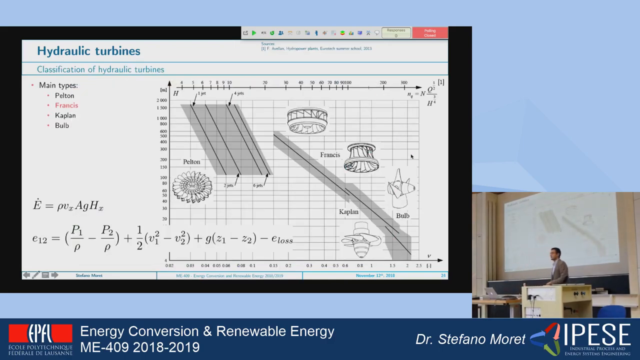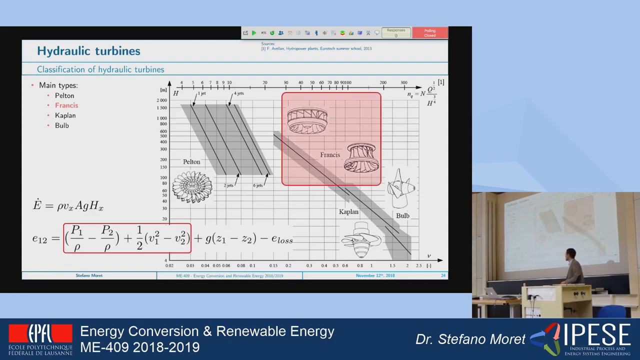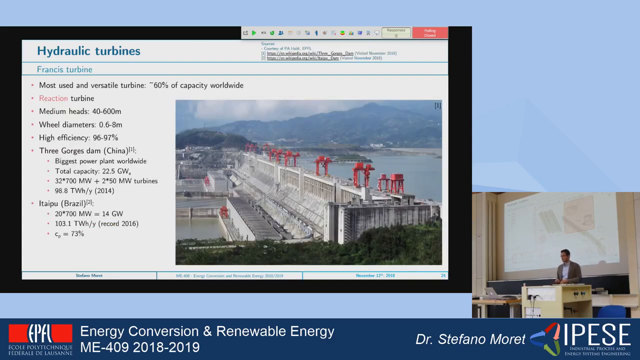Okay. Second type of turbine is the Francis. Francis turbine uses both the pressure and the speed. So it's the most used turbine in the world. It covers around 60% of the amount of electricity produced, actually, or capacity installed of turbine. It's a very highly efficient turbine, and it's used in the biggest power plant in the world.